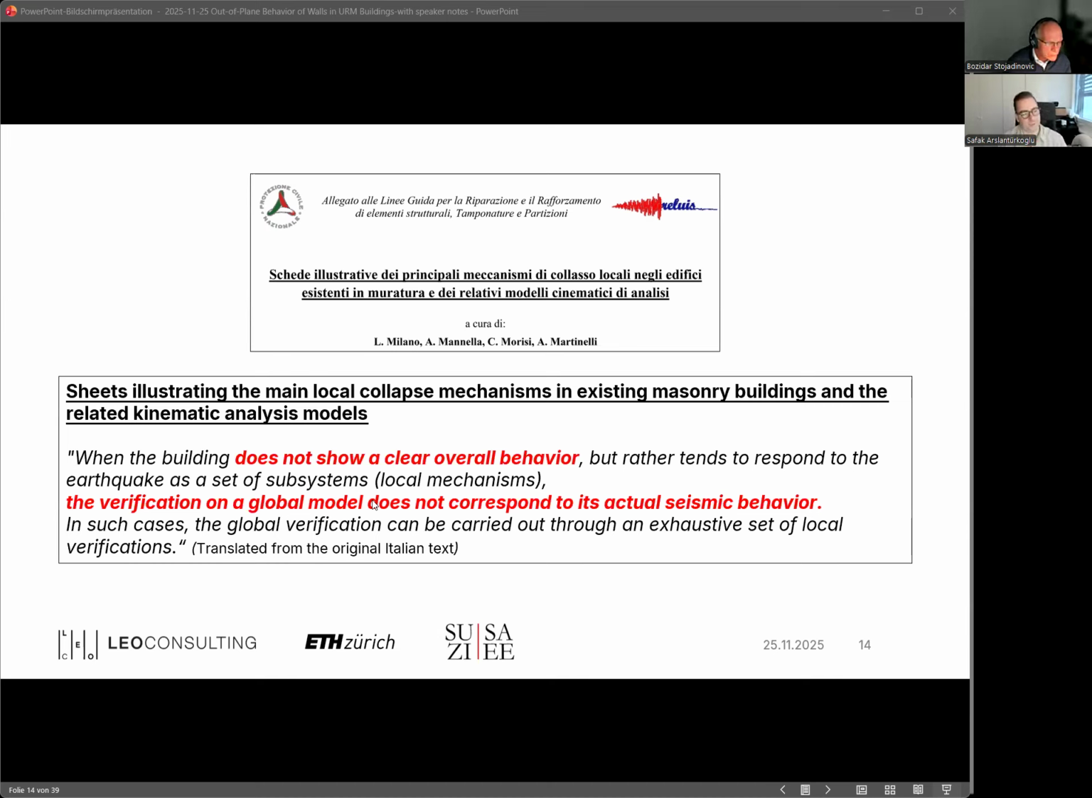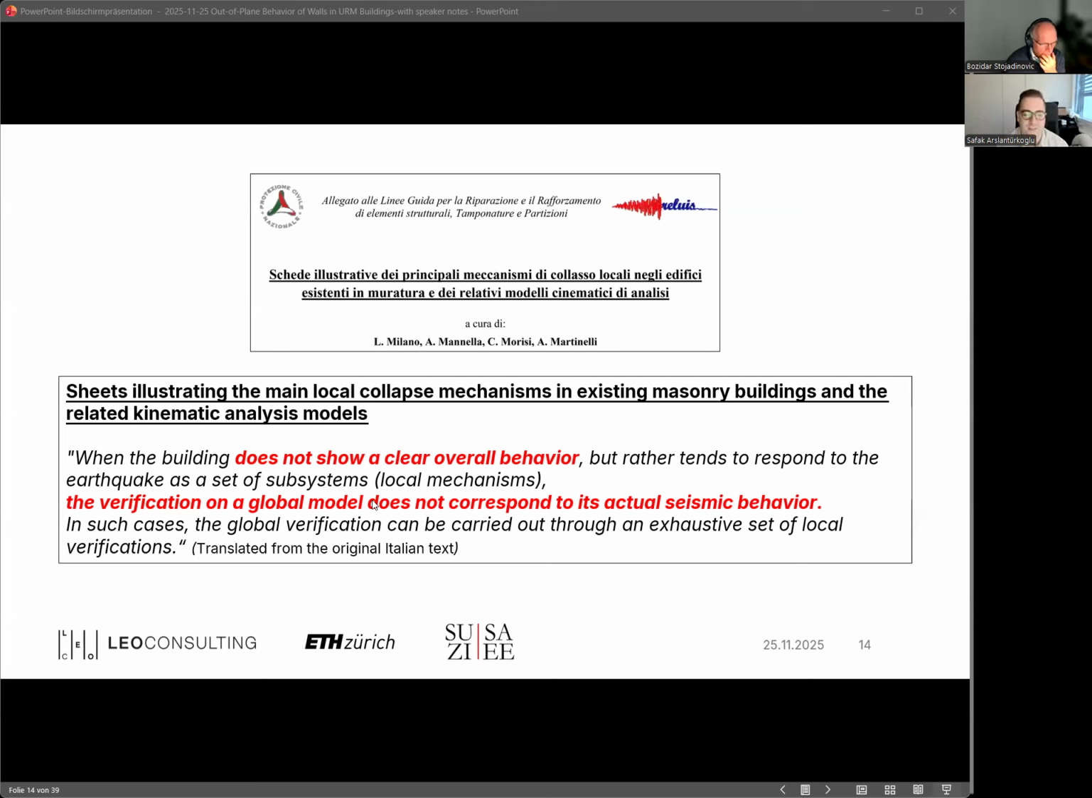Here I took an excerpt from these sheets illustrating the need for the collapse mechanism in unreinforced masonry buildings, and this is a translation of the Italian text, and I will just read it. When the building does not show a clear overall behavior, but rather tends to respond to the earthquake as a set of subsystems referred to as local mechanisms, the check on a global model does not correspond to its actual behavior. In such cases, the global verification can be carried out through an exhaustive set of local verifications.